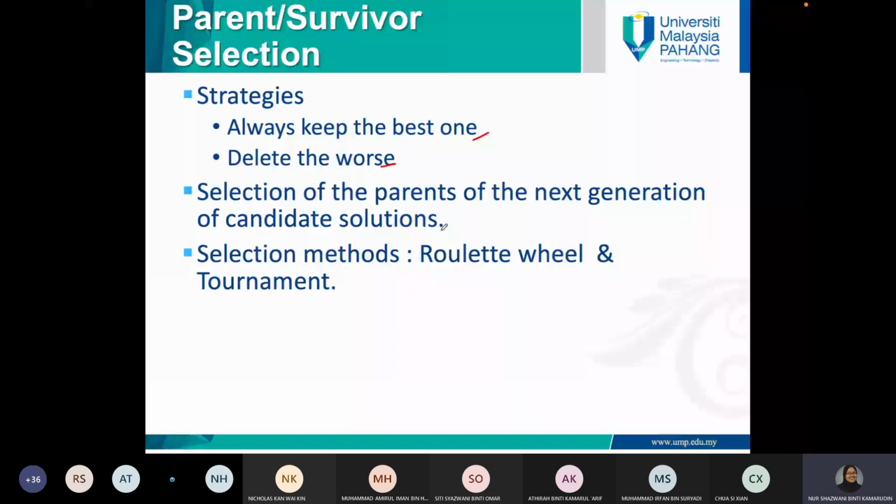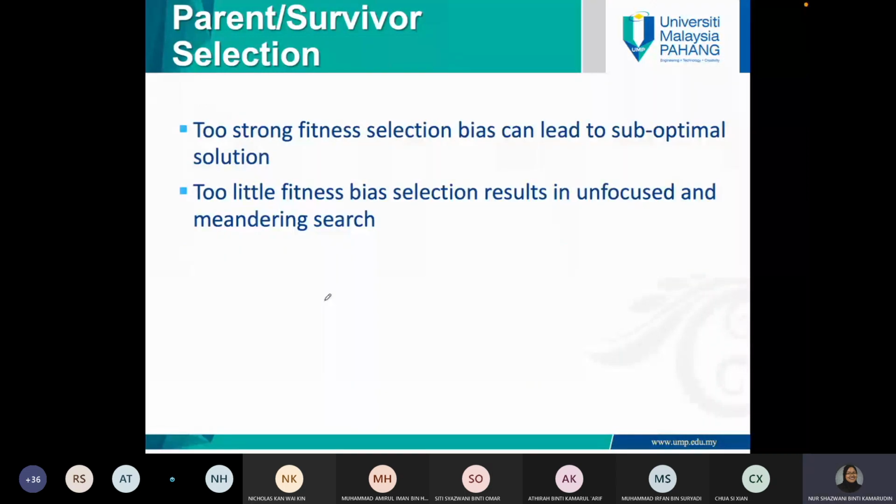So there are two selection methods in order to select the parents. One is roulette wheel and one is tournament. Too strong a fitness selection bias can lead to suboptimal solutions. Too little fitness selection bias results in unfocused and meandering search.